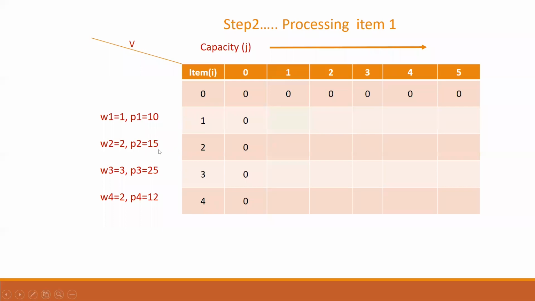While solving or considering item 2, we will use the solutions of item 1 also. That is the logic behind dynamic programming. First, let us see how to process item 1. That is this row.